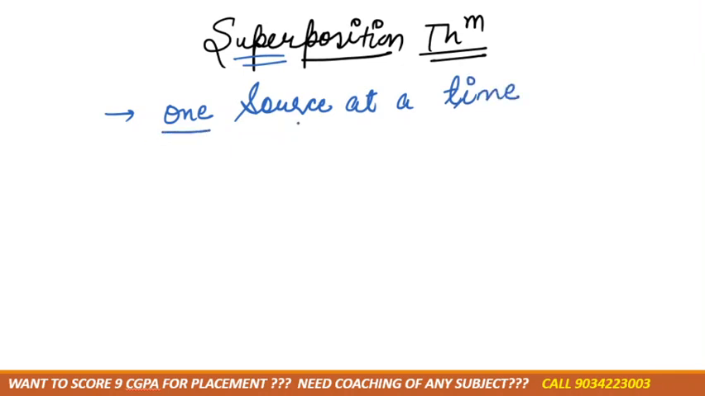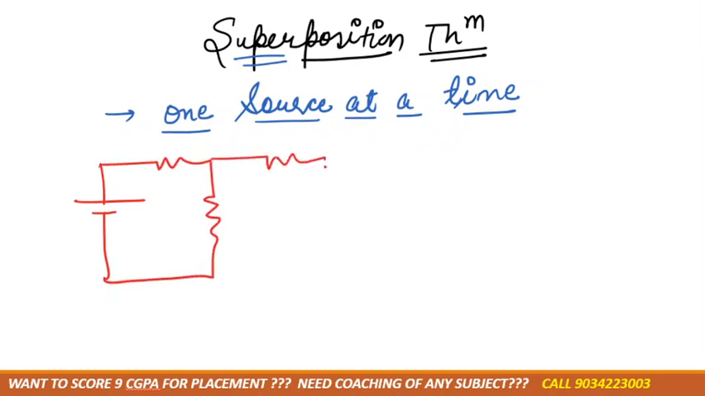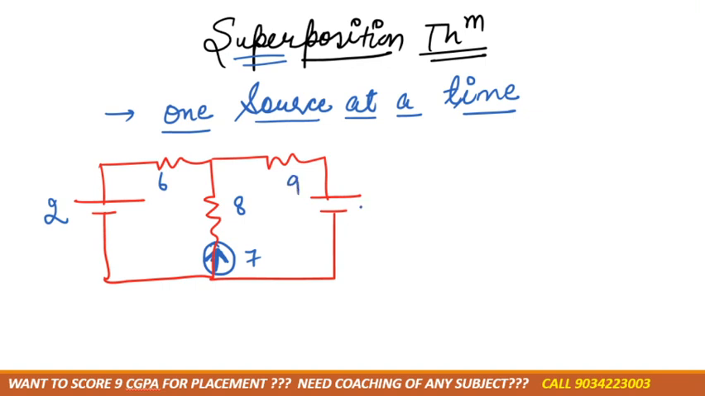Okay. So superposition theorem means one source at a time. Suppose I'm giving you one example. We'll have this voltage source, and in this we'll have a current source in between. Now tell me how many sources are there? Three sources. Two voltage sources and one current source: 2, 6, 8, 7, 9, 10 volt. Okay. So basically we'll have three sources.